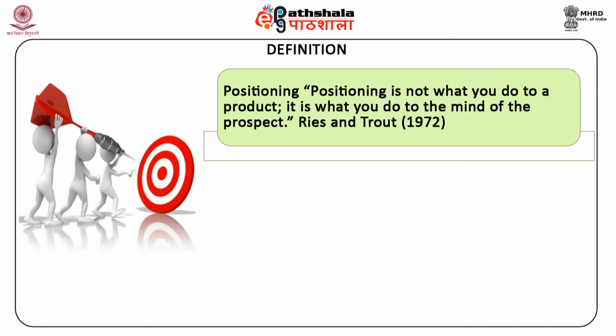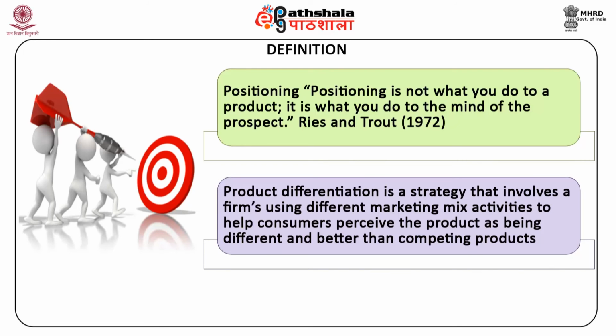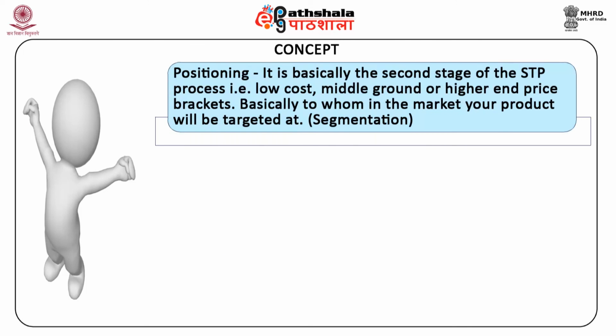Ries and Trout, 1972. Product differentiation is a strategy that involves a firm using different marketing mix activities to help consumers perceive the product as being different and better than competing products. Concept. Positioning. It is basically the second stage of the STP process, that is, low cost, middle ground, or higher end price brackets. Basically, to whom in the market your product will be targeted at.